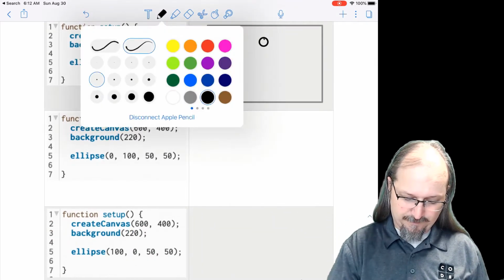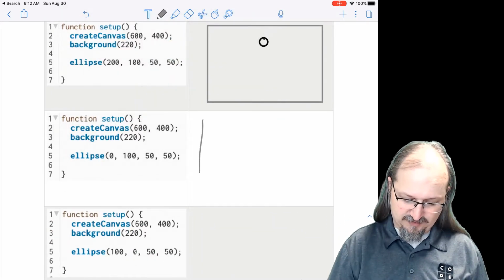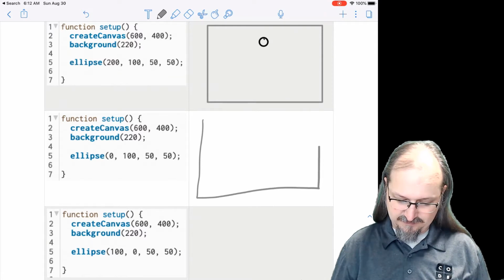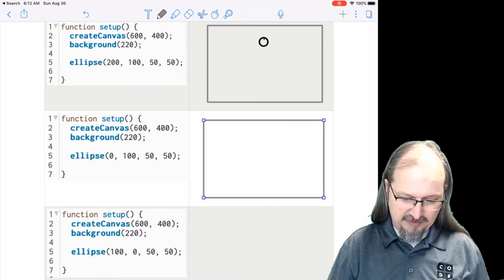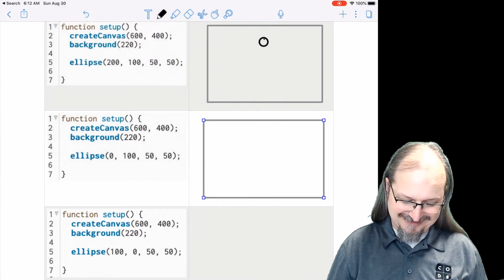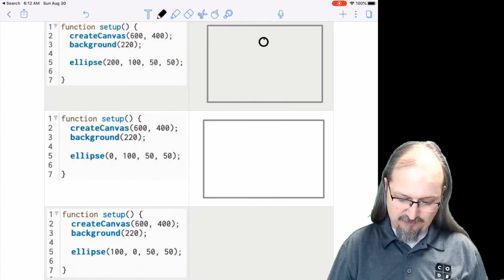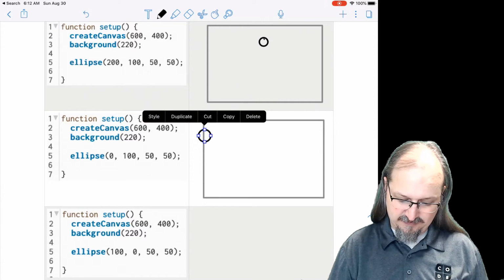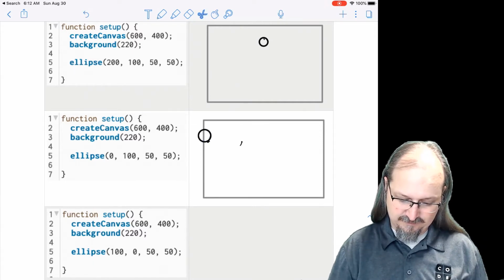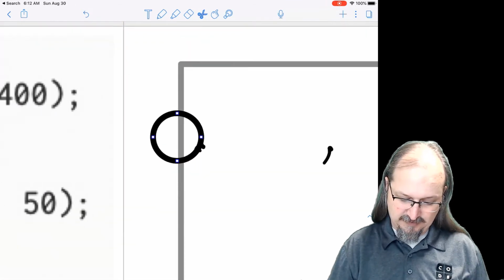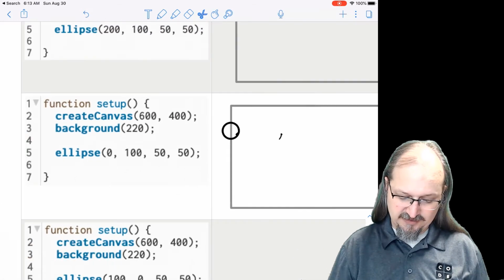So, again, I'll draw my canvas. And my ball. All right, so this one is at 0, 100. So this one would have been something like that. There we go. Something like that.